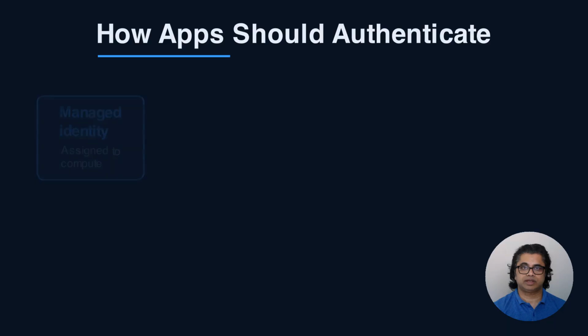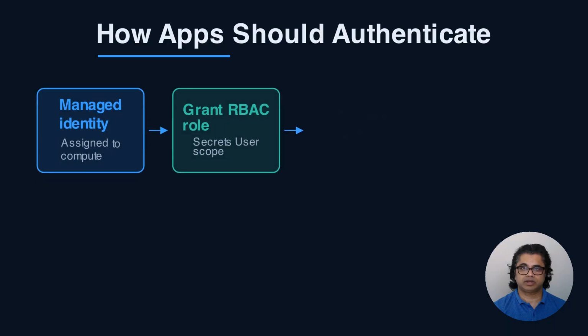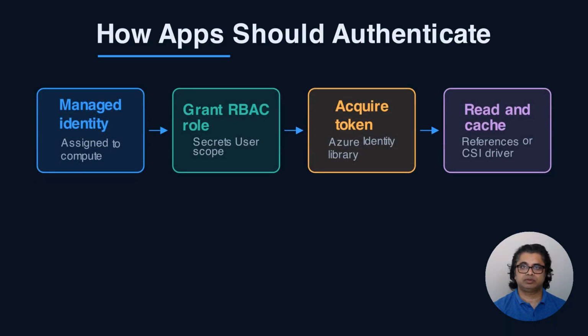Now the part people get wrong: how does your application read from the vault? Never store a vault credential in app settings. That just moves the secret problem. Instead, give your compute a managed identity and grant that identity an RBAC role like Key Vault Secrets User. The Azure Identity Library acquires tokens automatically with no secret in your code.